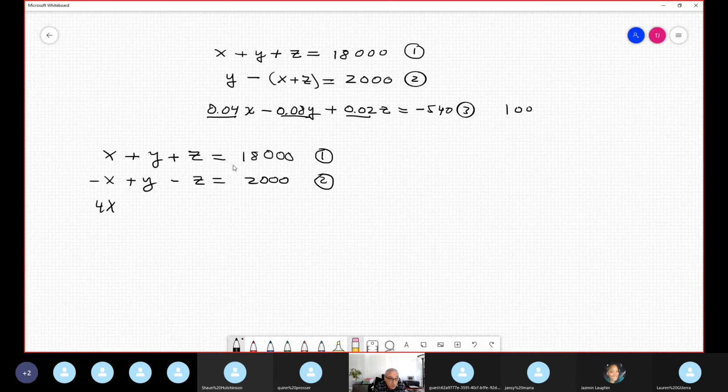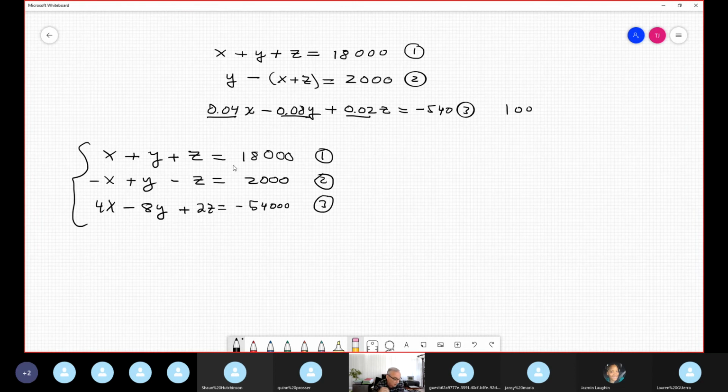4x minus 8y plus 2z equals negative 54,000. 540 multiplied by 100: how many zeros? 1, 2, 3. This is the third equation. Okay, more clear now. We are ready to apply algebra now.